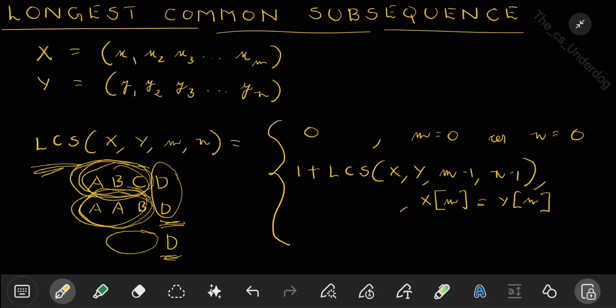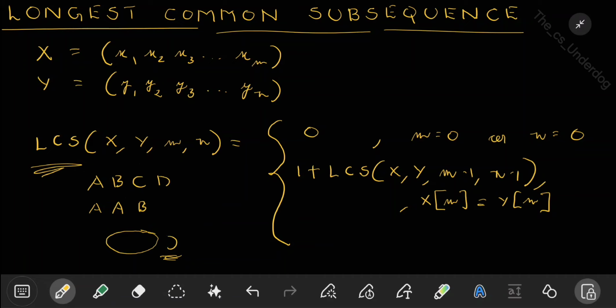In the next case, what if these are not matching? Let us say instead of D, this was D and this was E. In this case, the letters are not matching, so you can't simply add 1. In that case, what do you have to do? This is the tricky part. Here, the trick is, you already know that the last one is not matching. So you have two options. One is, you have to see the longest common subsequence between the whole string X and this part of Y.